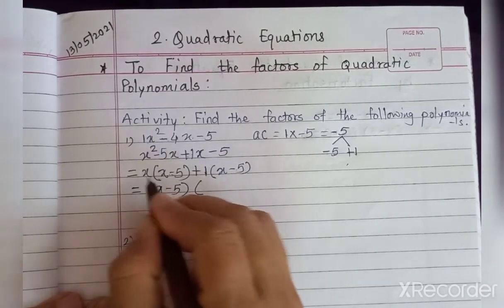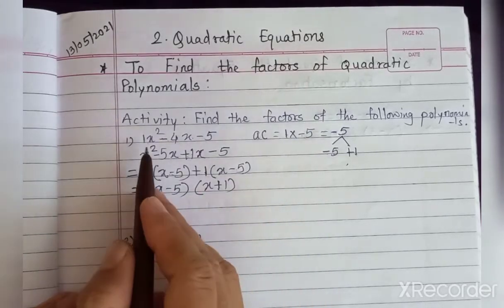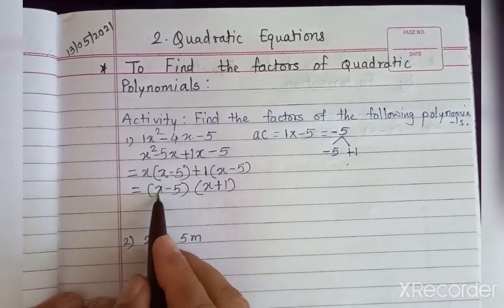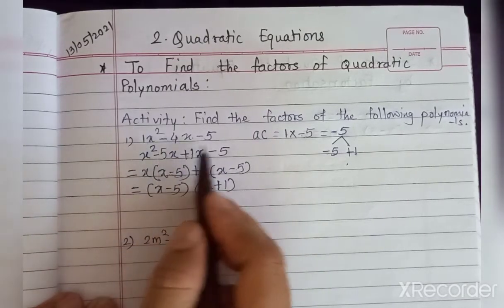After taking x minus 5 common, what will remain here? x plus 1. So which are the factors of this given polynomial? These are x minus 5 multiplied by x plus 1. These are the two factors of the given polynomial.